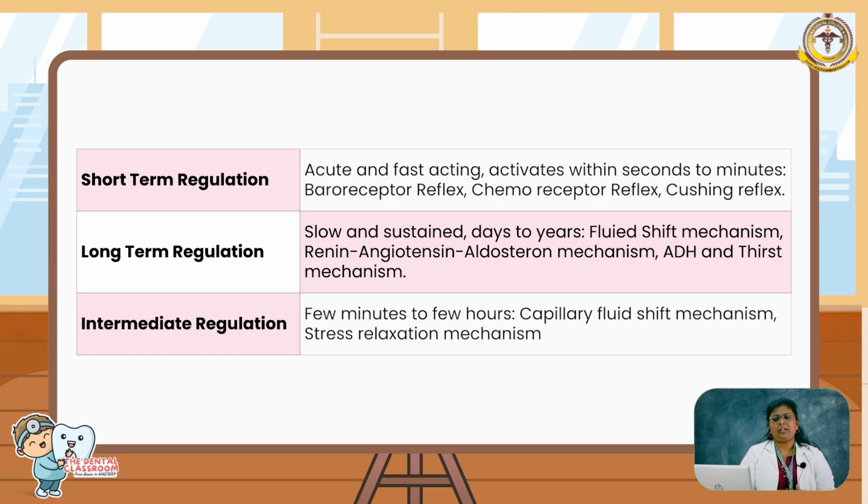Long-term regulation means it takes days to years to bring the blood pressure back to the normal range. It is the slow-acting system and it acts sustainedly for days to years. This is done by the fluid shift mechanism, renin-angiotensin mechanism and thirst mechanism. And the intermediate one, between the short term and long term, gets activated in a few minutes to a few hours. That is done by the capillary fluid shift mechanism and stress relaxation mechanism. So we will see them one by one.